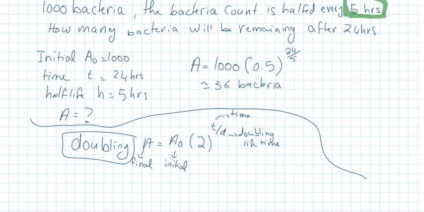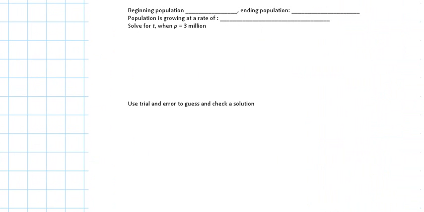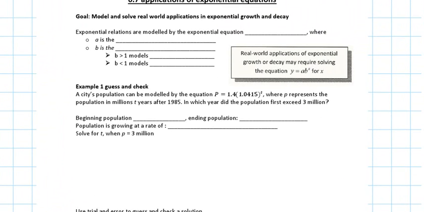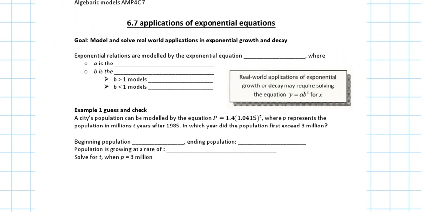Okay, so we're going to recap a couple of things as well. The goal for this lesson is to model and solve real-world applications in exponential growth and decay. The exponential relations are modeled by the exponential equation y equals a b to the power of x. This is the general formula that we use for exponential, regardless of what the value of b is.